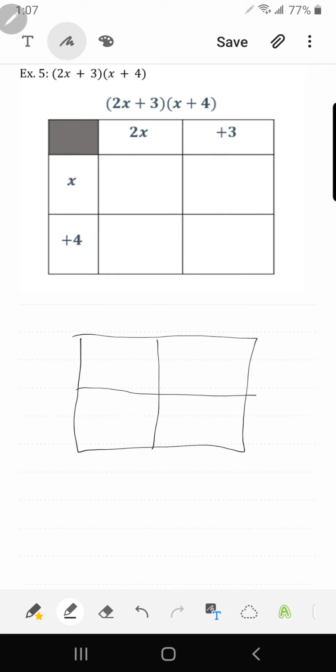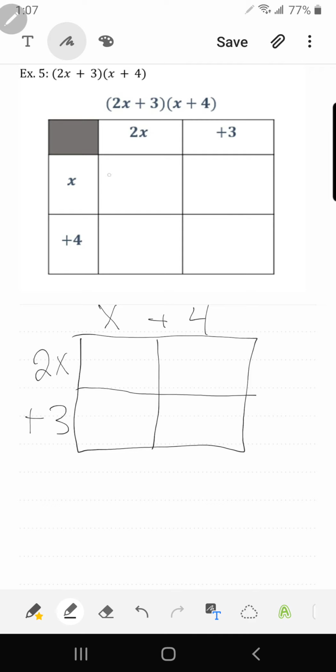I'm going to flip the numbers so I can show you that it works both ways, because I already have it worked out on the bottom with the 2x plus 3 here. I'm going to put x plus 4 here, and then I'm going to put the 2x plus 3 here. I'm going to show you that either way I do it, the way drawn on top or the way on the bottom, I still get the same exact answer.